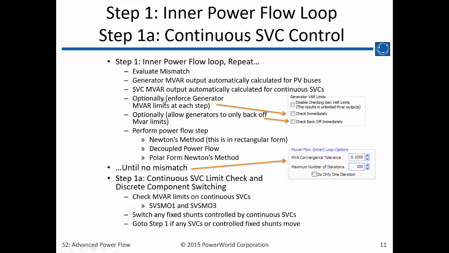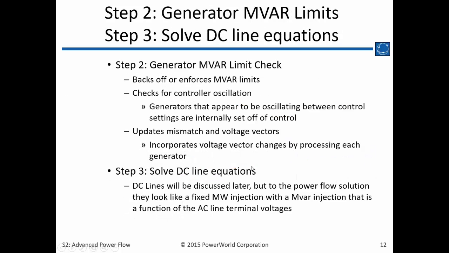If these are met and the inner power flow loop has solved, then it jumps out to step 2, which is checking generator megavar limits. It backs off or enforces those limits and then checks for controller oscillation.